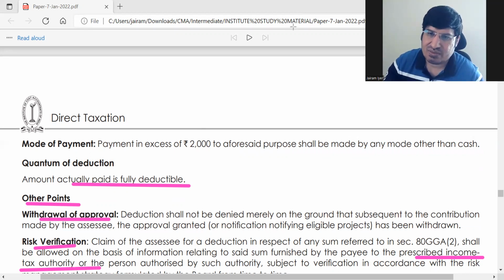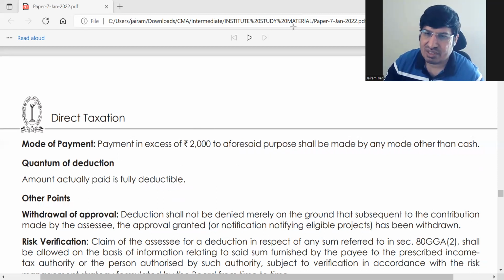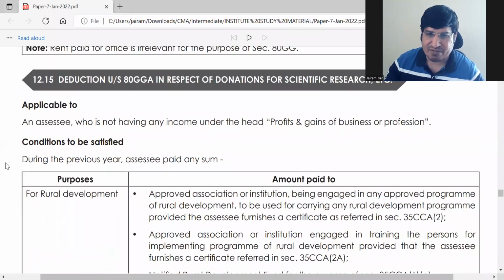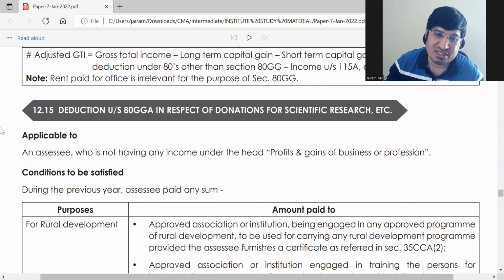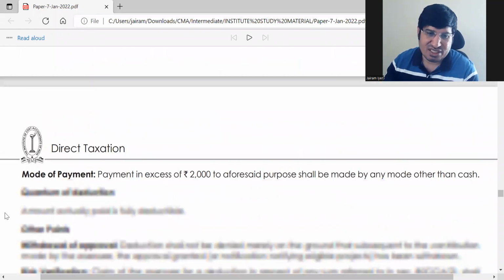Okay. So this is what about this section. This is called 80GGA. Sorry, I said 80CCA, it is 80GGA. This is the G series going on. This is GGA. Next is GGB.